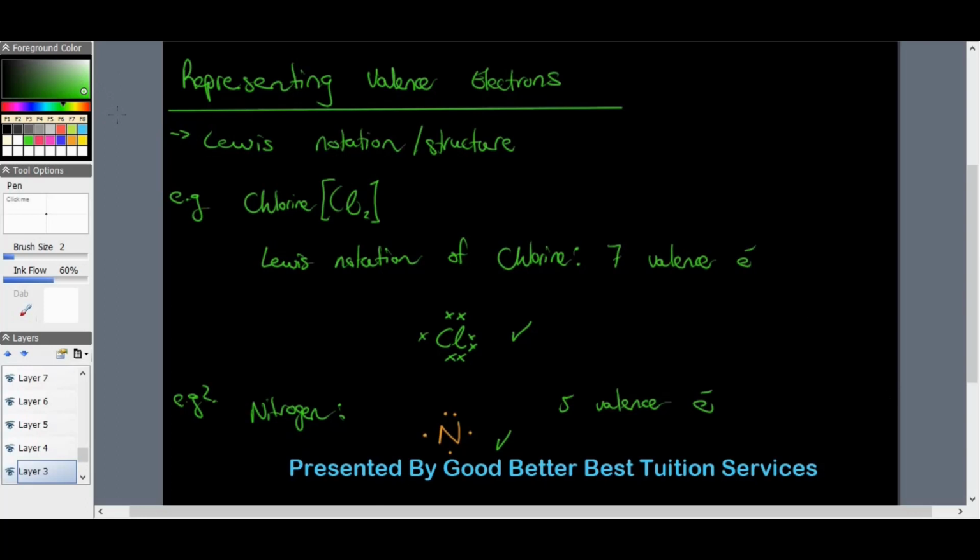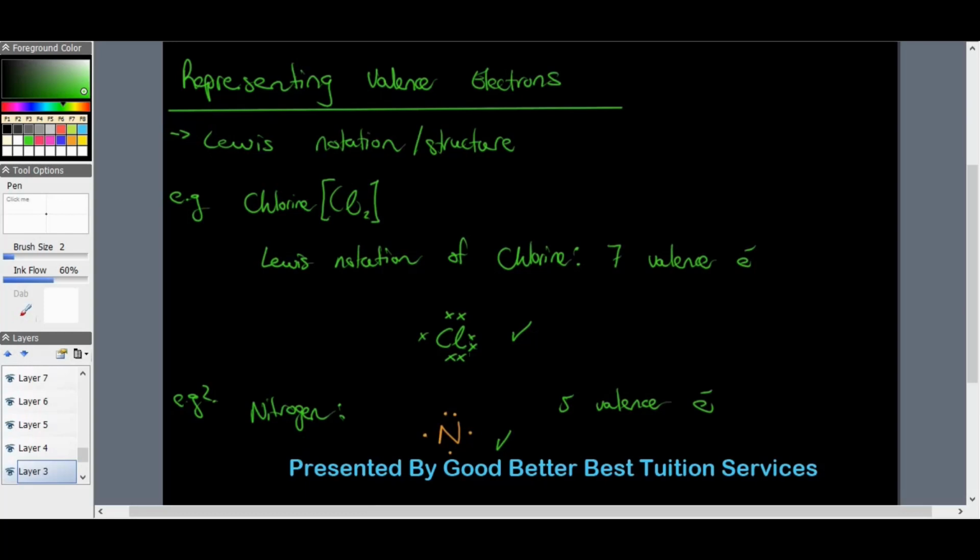Just to reiterate again, covalent bonds that happen between atoms in molecules can be represented, of course, using the Lewis notation, which we've just done now. Even though we've used Lewis notation here, we haven't shown the bonding. We've just drawn the Lewis notation of one atom in either case. We haven't joined two atoms or two molecules to each other yet.